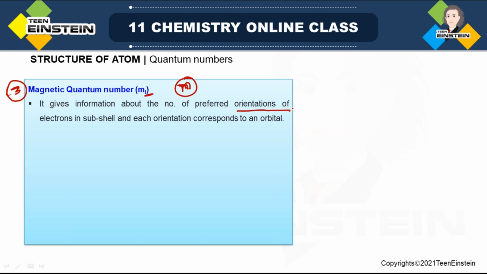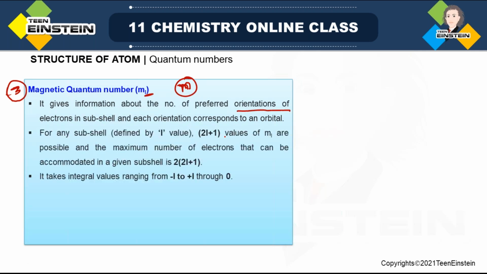So from the azimuthal quantum number, we have seen that under a particular principal quantum number, how many subshells are possible. Now these subshells may have different types of orientation. So depending on these different types of orientation, we can have different orbitals. So that is why we now have this third quantum number, which is the magnetic quantum number. So this will give us information about the preferred orientation of the subshells.